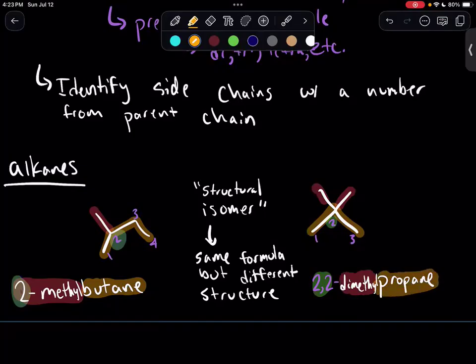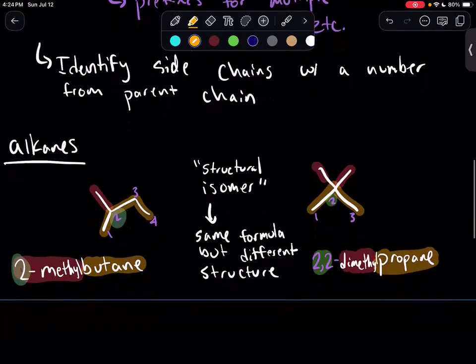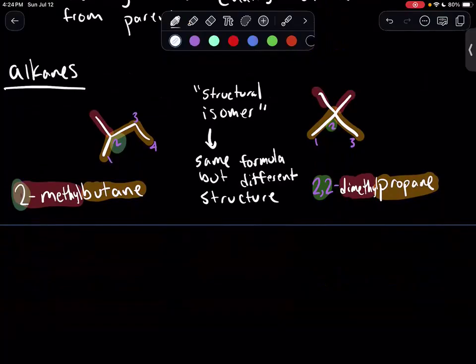This is how we start naming branch chains. We reference those alkyl groups that are the side chains, and then once we reference those alkyl groups, we just attach that to our parent chain or stem name. So with that, let's go ahead and try some harder examples.